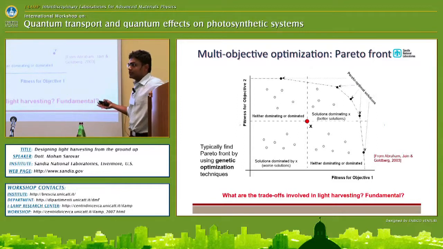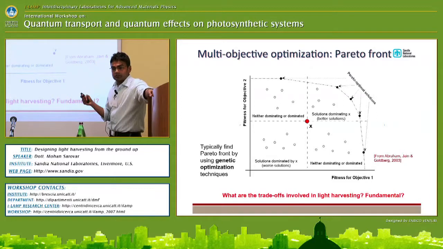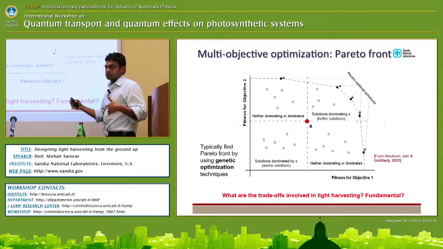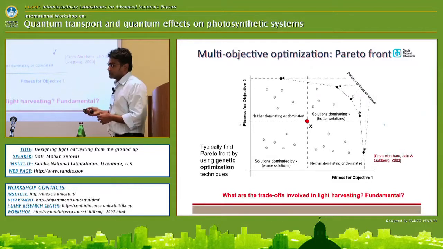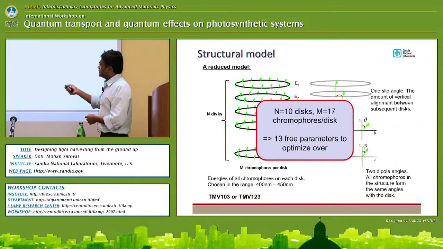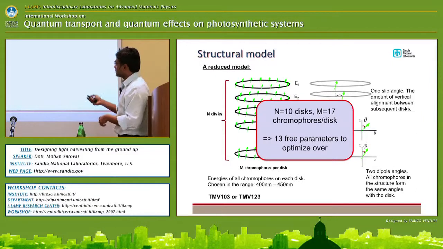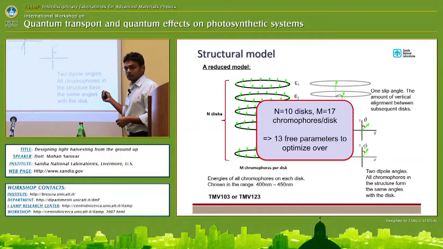Do we have to play tricks in order to trade off efficiency versus spectral width of absorption, and hypothetically, would natural systems also have had to do that? And so we're going to go back to this structural model that we have, where we have these stacked disks of TMV templated chromophores on a charge separation interface. And this is a minimal, or reduced, model that we're going to work with.